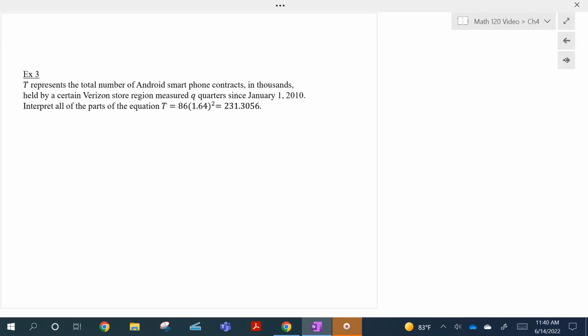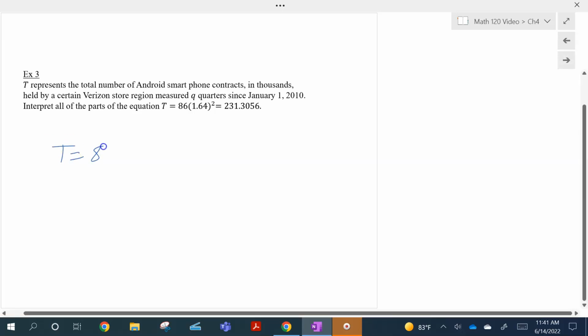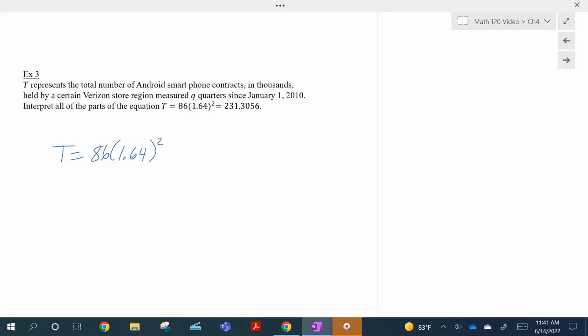T represents the total number of Android smartphone contracts, in thousands, held by Verizon region, measured in Q quarters since January 1st, 2010. Interpret all parts of the equation. So they've got T equals 86 times 1.64 to the Q. I'm going to write this above it, a times b to the x. Notice b is 1.64, so I know this is exponential growth because it's bigger than 1, and I know my a is 86.